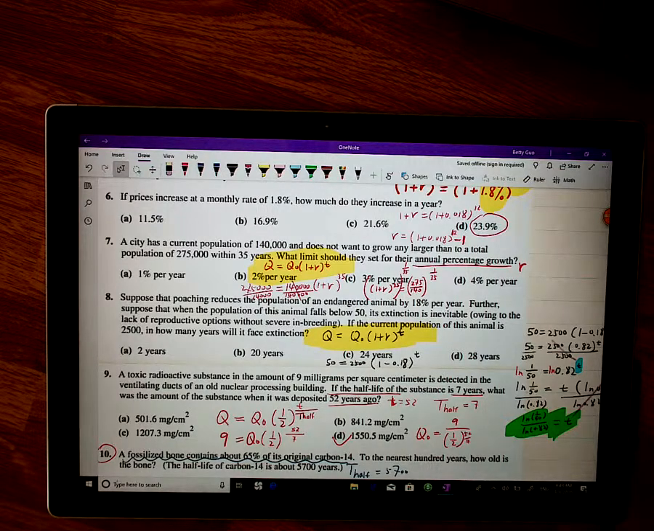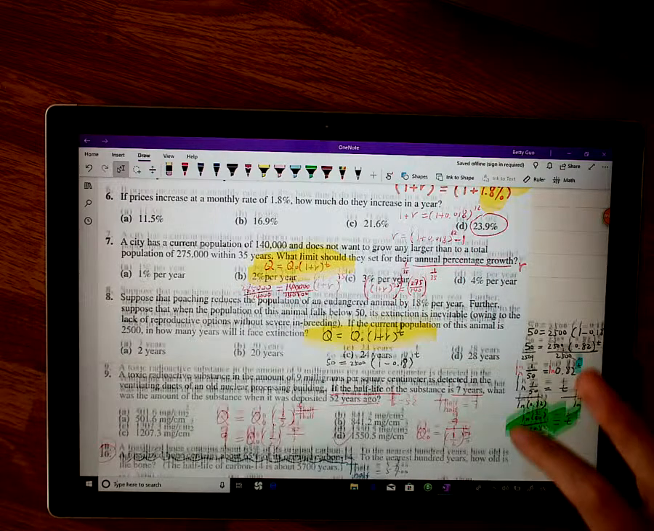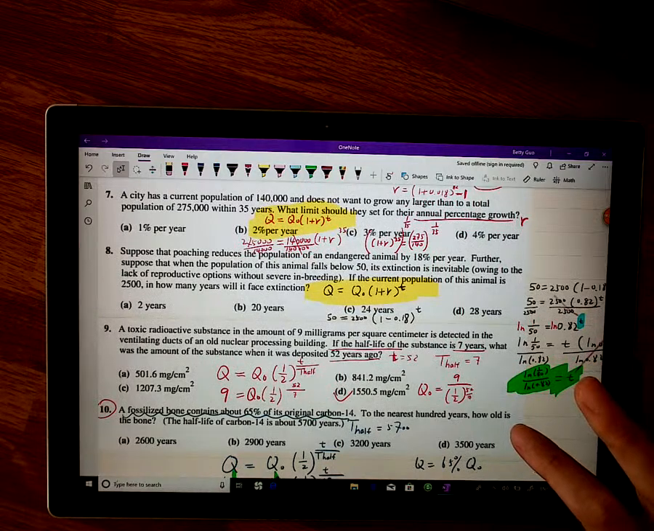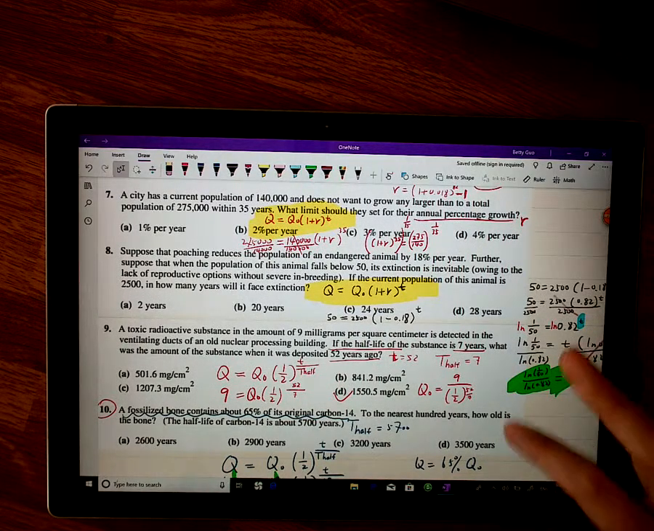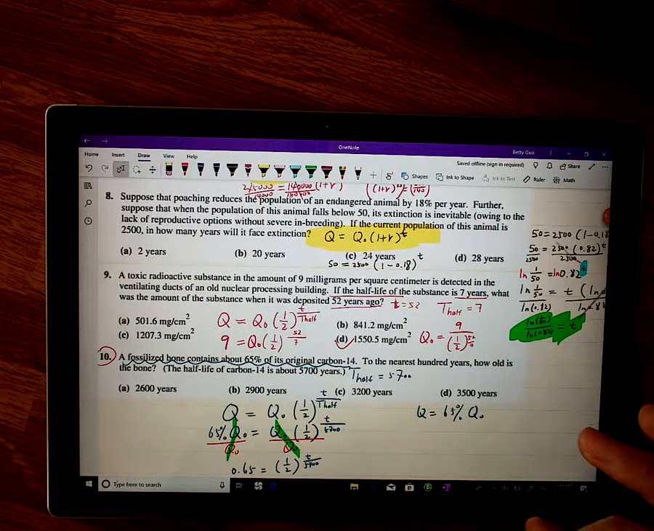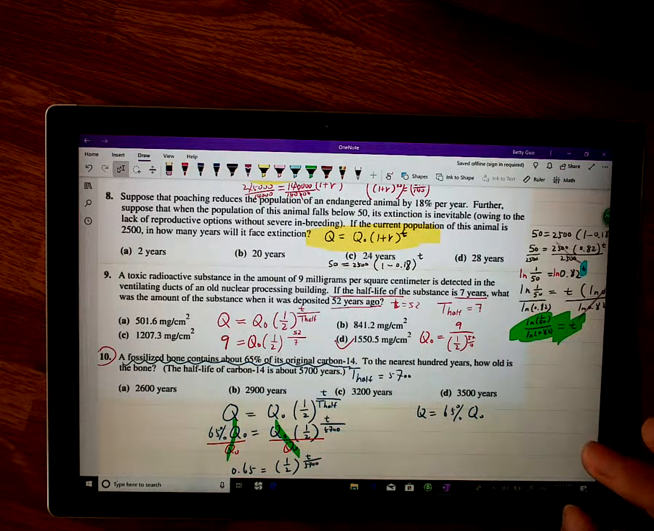Number 9, a toxic radioactive substance in the amount of 9 milligrams per square centimeter is detected in the ventilating ducts of an older nuclear processing building. If the half-life of the substance is 7 years, what was the amount of the substance when it was deposited 52 years ago? So this is an exponential decay problem.